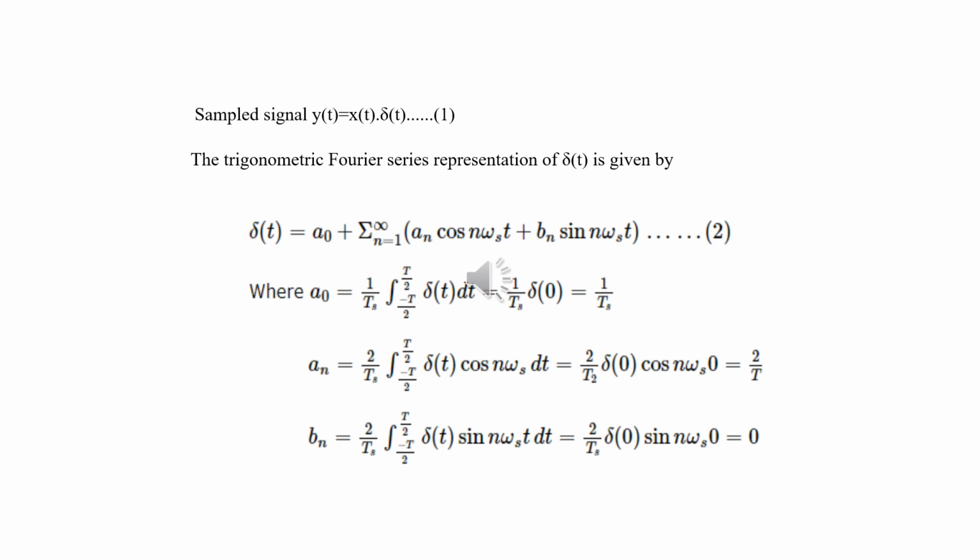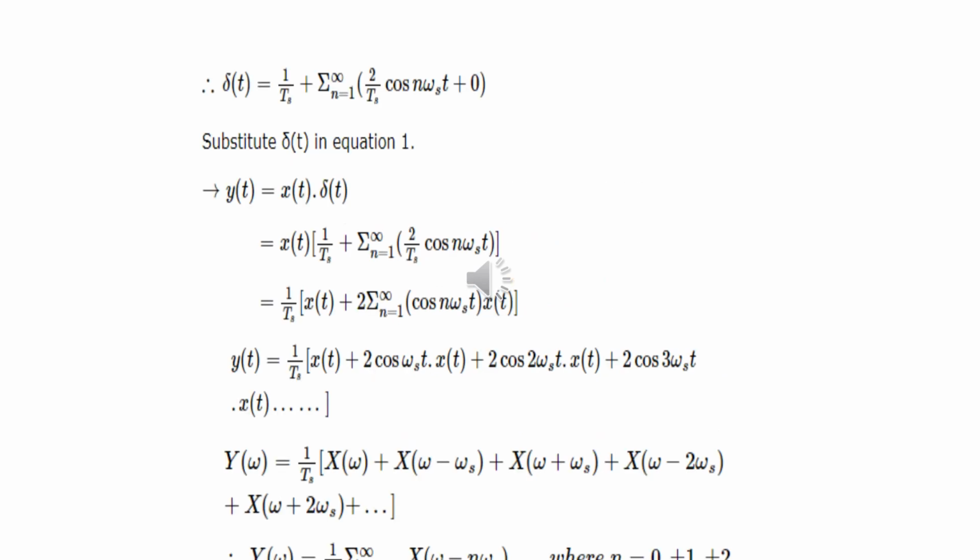Similarly, the coefficient an is expanded as an = 2/Ts, which is equal to 2/T, that is the whole time period, and bn is given as 0. Now we are substituting the values of the coefficients in equation 2. So δ(t) = 1/Ts + summation n equal to 1 to infinity of 2/Ts cos n ωs t.